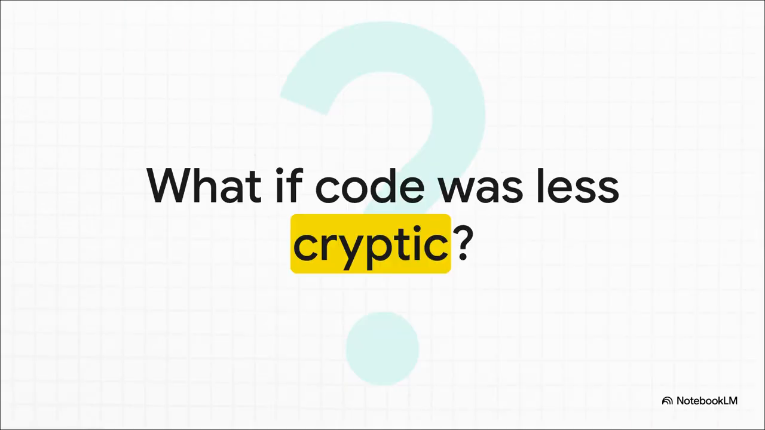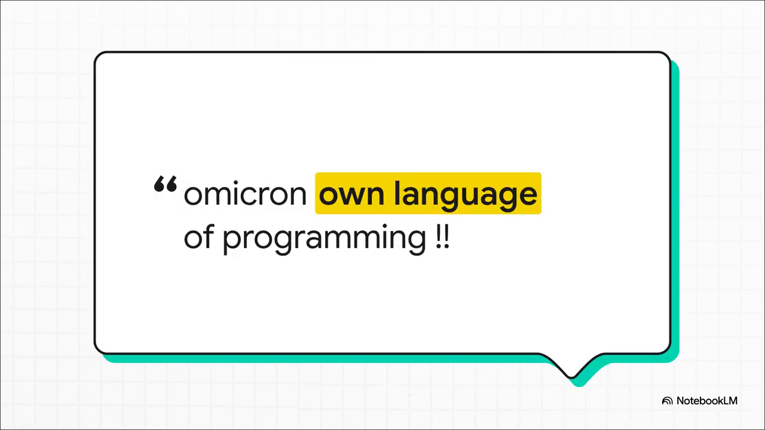You know that feeling, right? You look at a page of code for the first time, and it's just a wall of symbols. It can feel super intimidating, really complex, just cryptic. But what if it didn't have to be like that? What if a programming language actually tried to meet you halfway? Well, that's pretty much the exact question a language called Omicron is trying to answer.